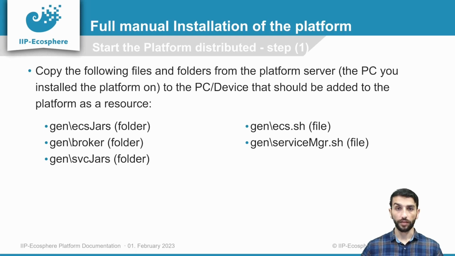In case of starting the platform as distributed, copy the following files and folders from the platform server to the device that should be added to the platform as a resource: gen ECS jars folder, gen broker folder, gen SVS jars folder, gen ecs.sh file, gen servicemgr.sh file.